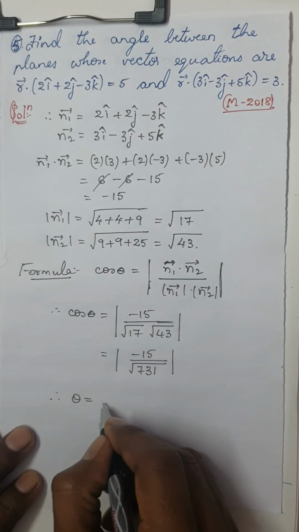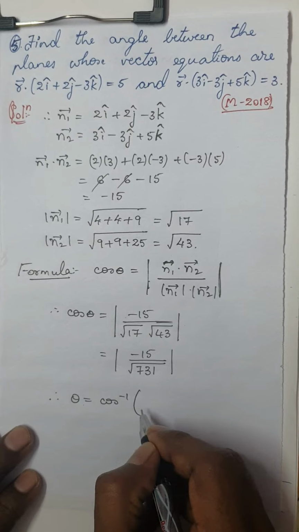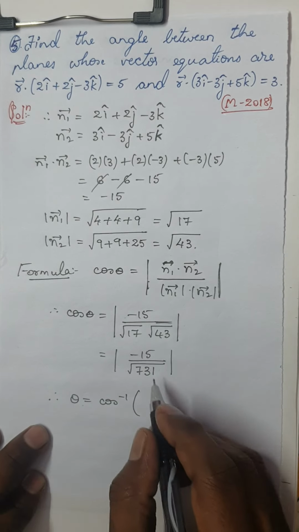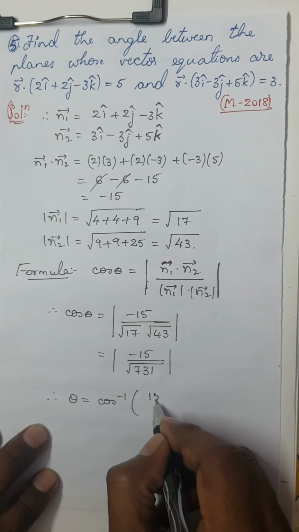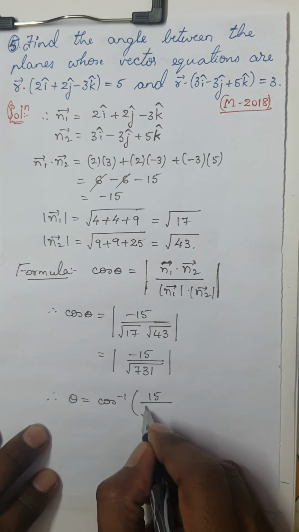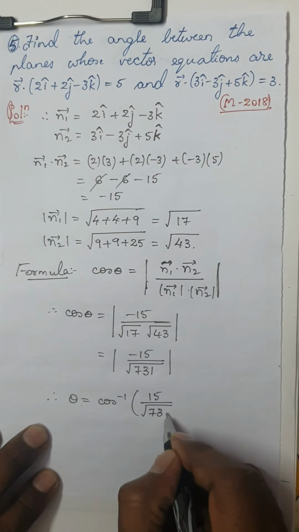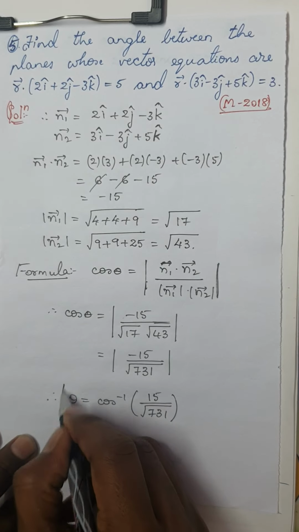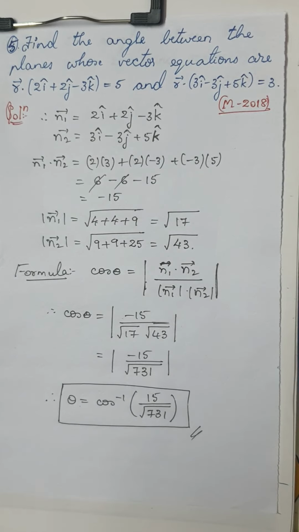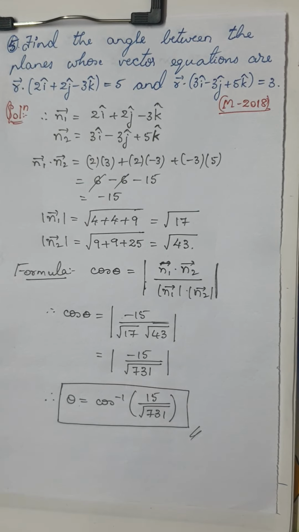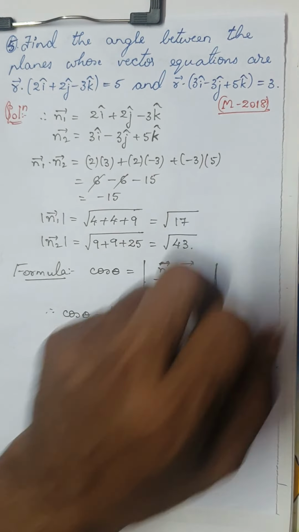Therefore theta is equal to cos inverse of, remember, don't take the negative value, because it is modulus, so you'll get 15 divided by root 731. Okay, so that would be my required answer. Is it clear? So if they ask you this question, it has already been asked in March 2018.